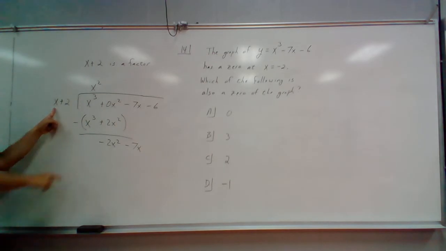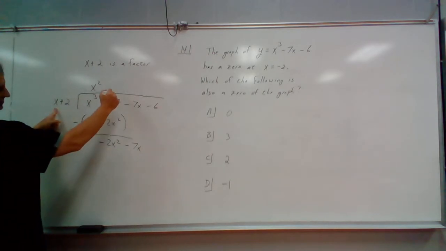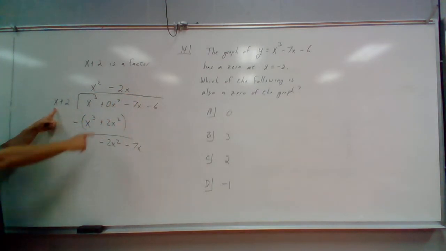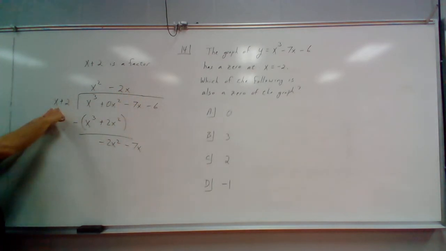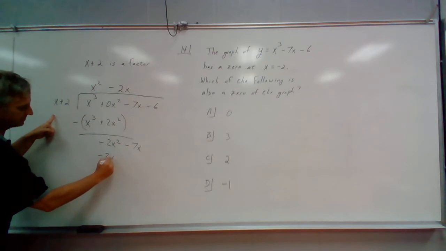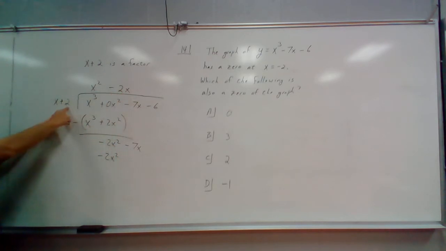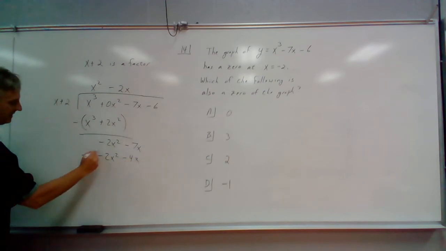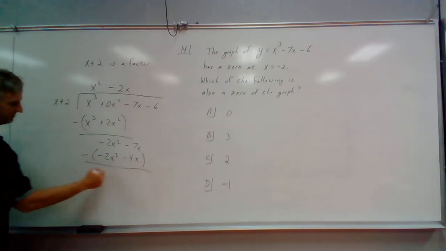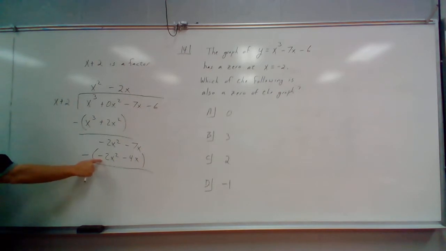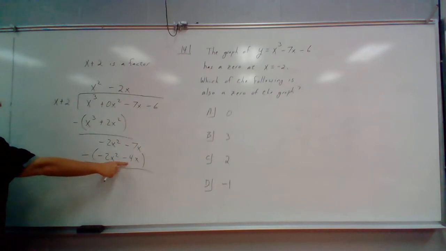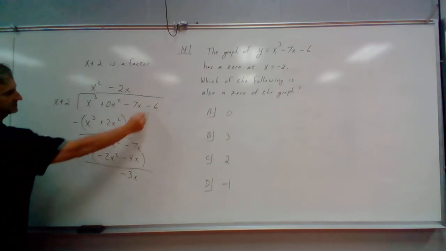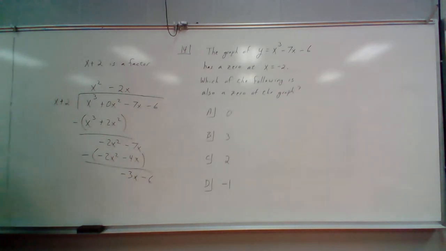How many times will x go into minus 2x squared? Well, it'll go minus 2x times. So negative 2x times x is minus 2x squared. Minus 2x times 2 is minus 4x. And I need to subtract all of that. Those cancel because that becomes a plus. That becomes plus 4x. So negative 7x plus 4x is minus 3x. Bring down the minus 6.